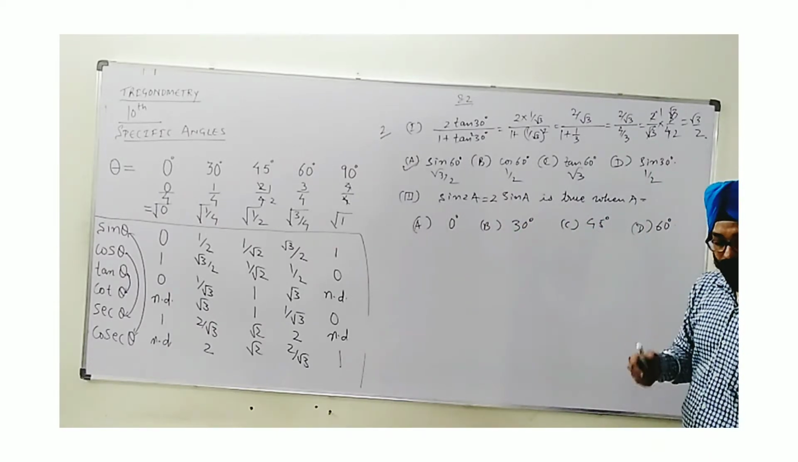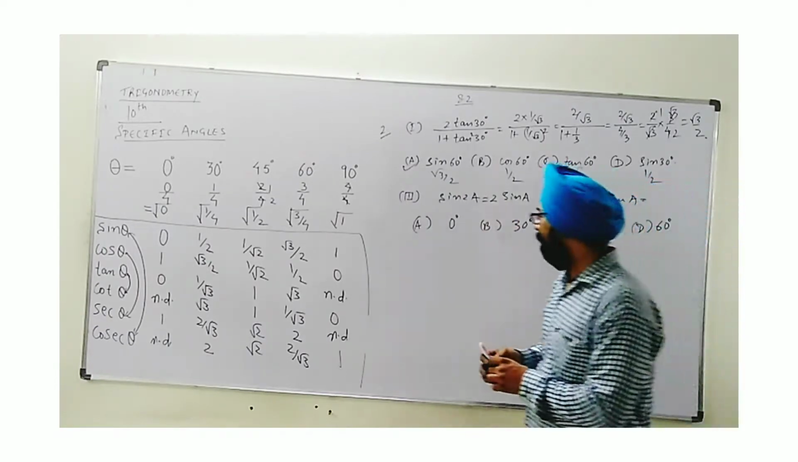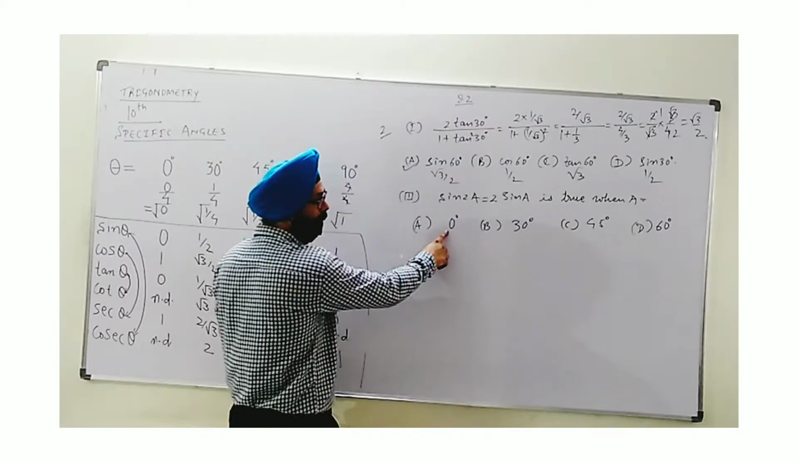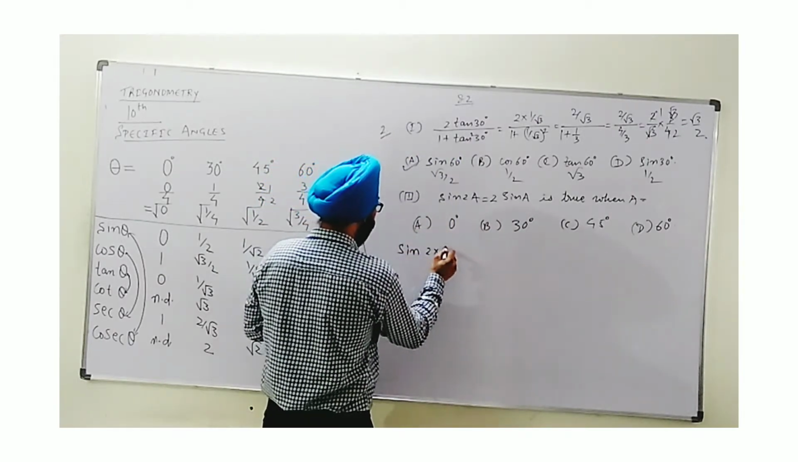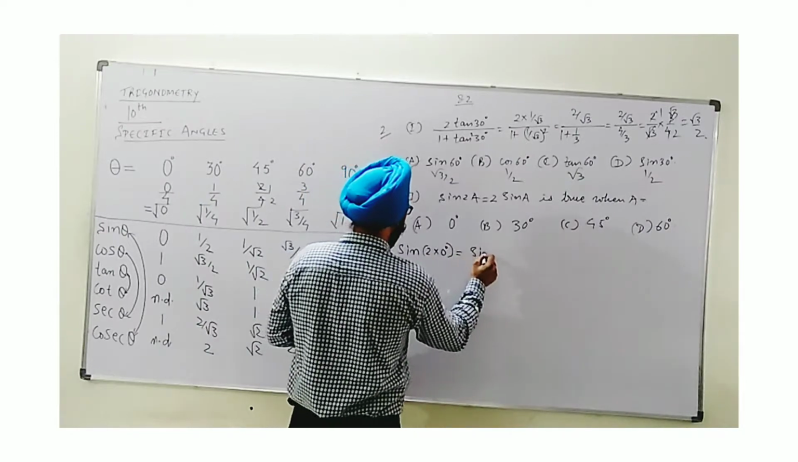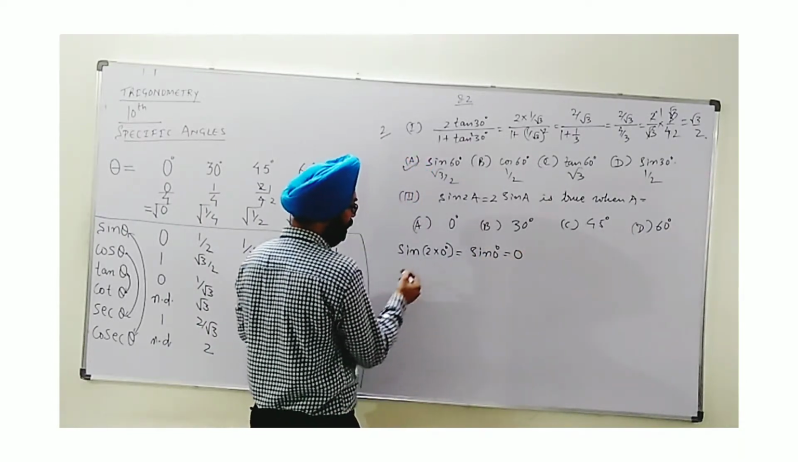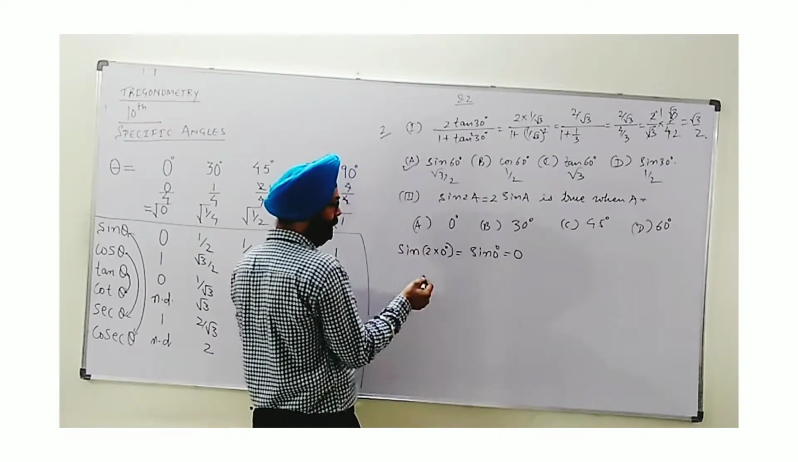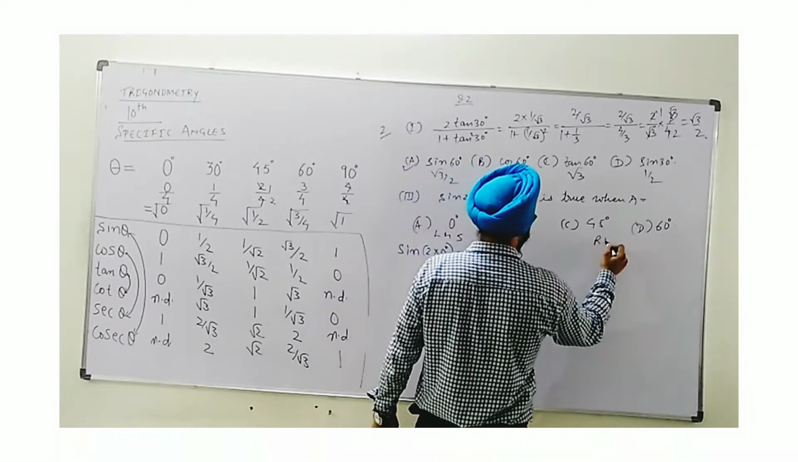What we have to do, what is special? One by one actually we have to consider and nothing else. What we can do here, consider A is equal to first option 0. So if I take sin 2 into 0, this will be sin 0 degree, sin 0 is 0. This is LHS, every time LHS, RHS you have to find. Here you can put LHS, here you can write RHS.